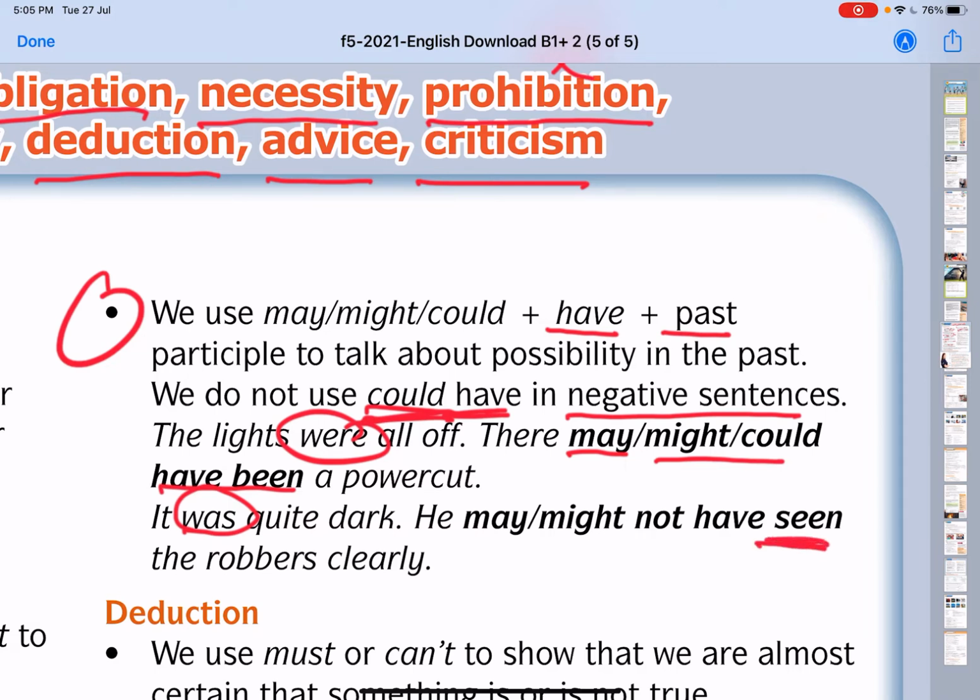So this is the participle. Okay, please remember your participle so that you'll be able to understand how to use modals together with the participle for a possibility in the past.